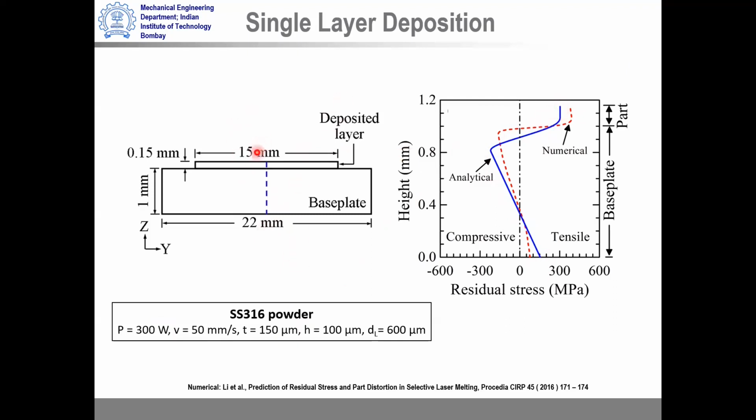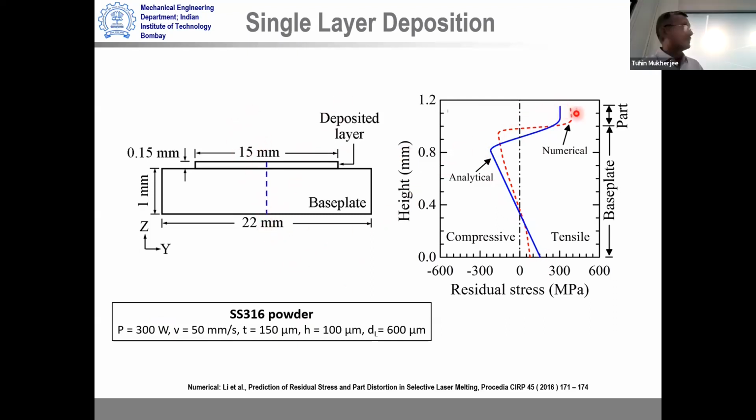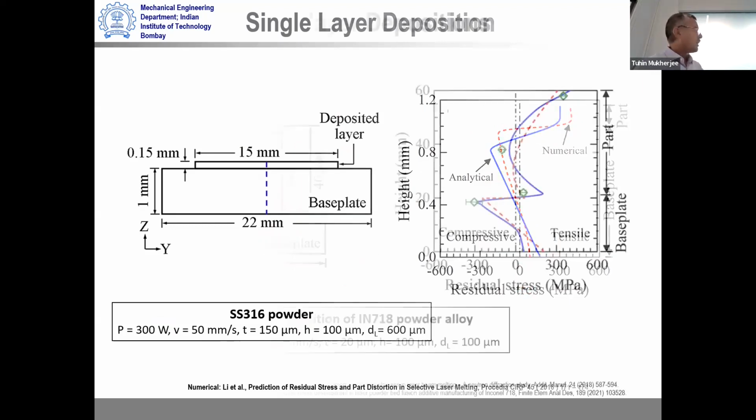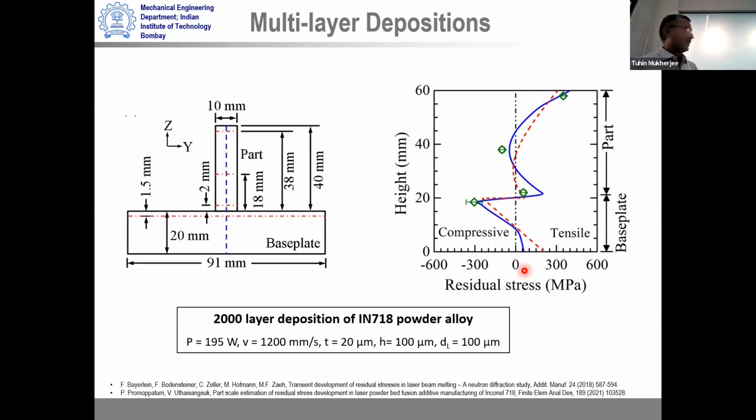The calculation is along the thickness, along this dashed line. It is far, but not very far. That's the good point about it. Go further: 2000 layers. A 2000-layer deposition of IN718 powder alloy.